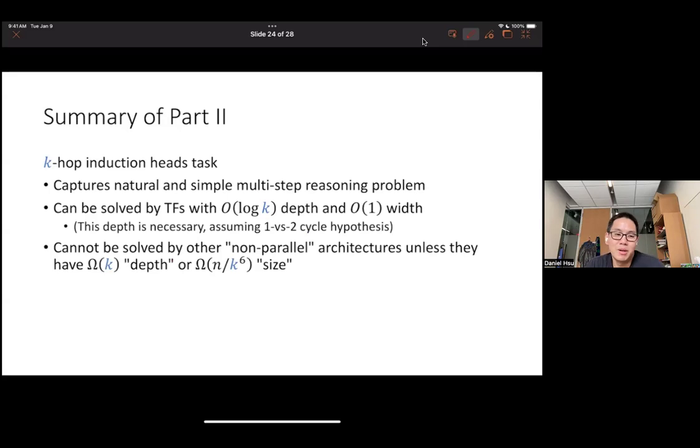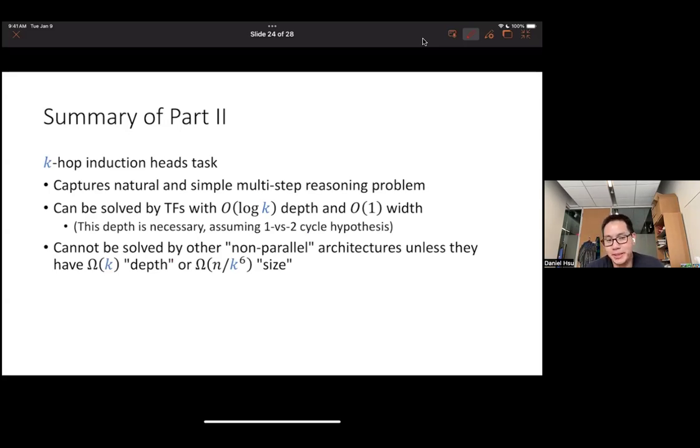So we find this problem to be quite simple and natural, with some nice interpretations of what it might be useful for. And the way that we, at least as humans, were able to come up with solutions for this problem using a transformer really exploits parallelism. And in fact, it's the same solution that we get when we train a transformer to solve this problem.